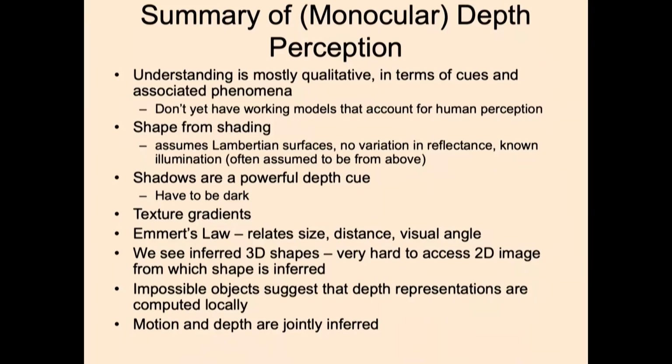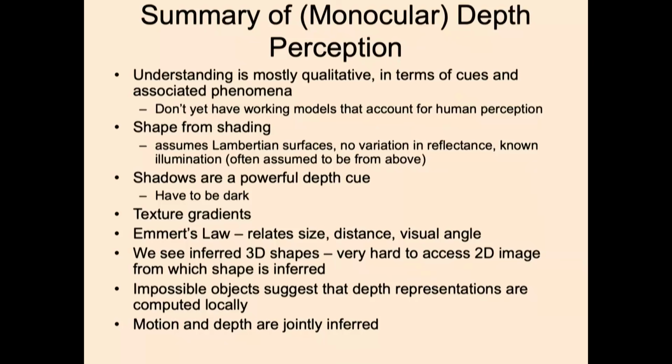Okay, so just to summarize what we talked about in terms of binocular depth perception. As you could probably tell from the lecture, our understanding of these issues is still mostly qualitative. There are sets of cues and associated phenomena. We don't yet have working models that can account for human perception. This is something that I think merits revisiting in the current era. So we talked about a bunch of cues and phenomena that give us some clues to what an eventual working model ought to look like.